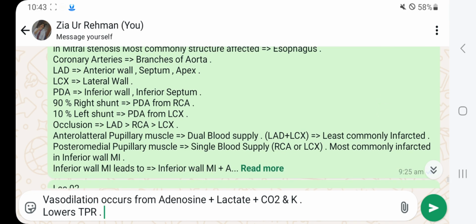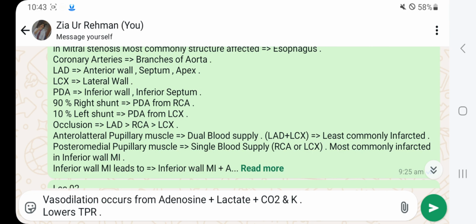Occlusion occurs in the order of LAD, then RCA, then left circumflex. The anterolateral papillary muscle has a dual blood supply, LAD plus left circumflex, so it is least commonly infarcted. Then we have the posteromedial papillary muscle, which has a single blood supply, either from RCA or left circumflex.